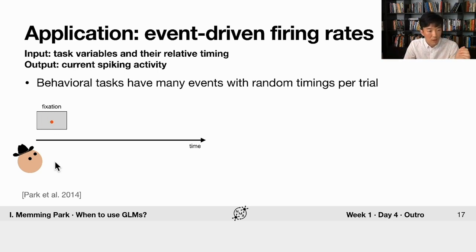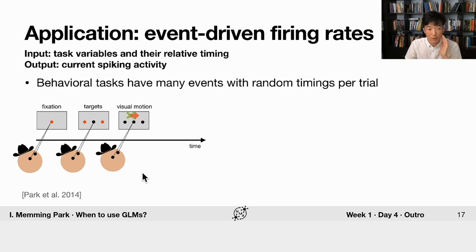For example, let's say the animal is looking at the screen. The fixation dot is shown on the screen. Animal looks at it, which initiates the trial. And let's say there are two targets that show up on the screen at random time. And then there's a visual motion that shows up on the screen that the monkey has to pay attention to. This is the monkey with a cowboy hat.